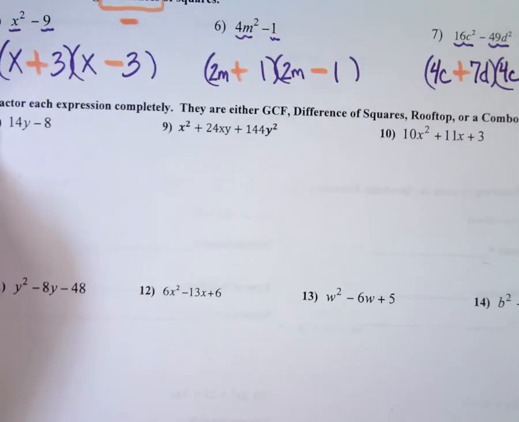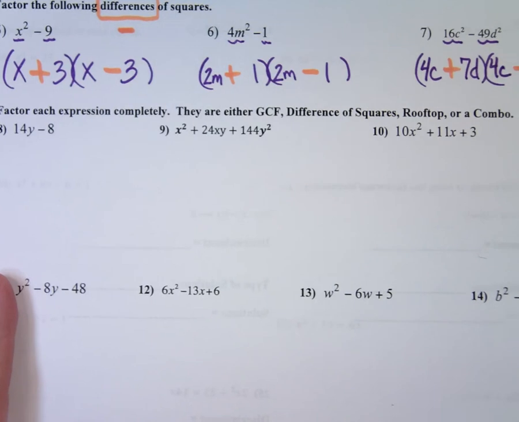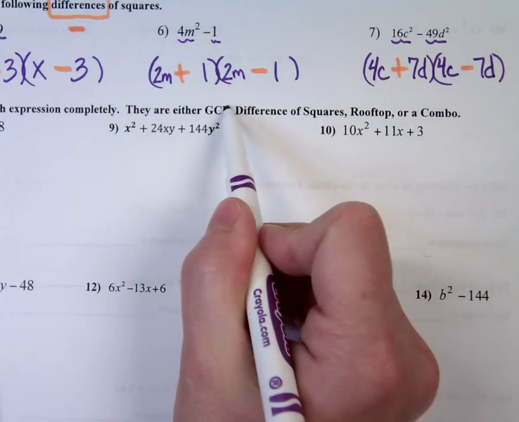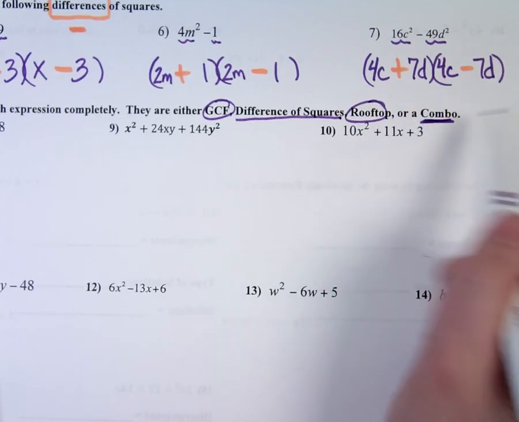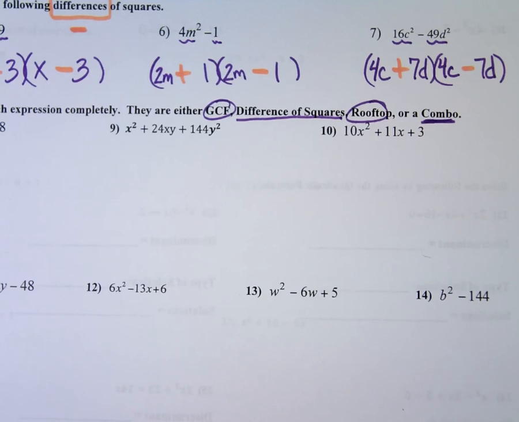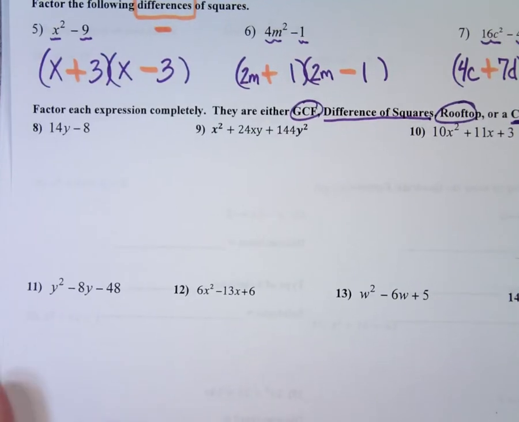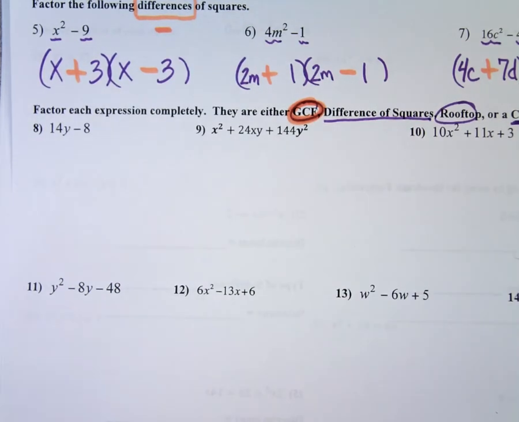Okay, this next section asks us to factor each expression completely, and it says they'll either be a GCF, a difference of squares, rooftop, or maybe a combo of all the different things that we've talked about so far. So, first thing I always look for, no matter what, is there a GCF? That's your first rule of factoring.